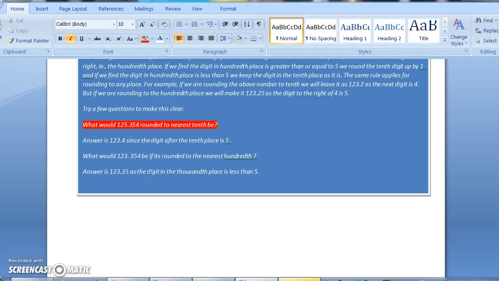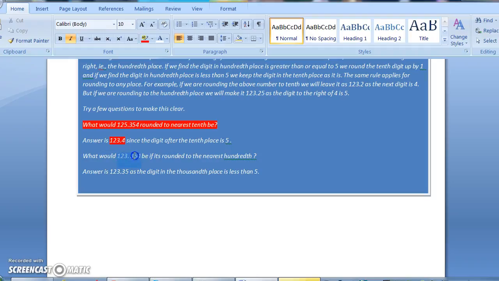So your answer is, since we are rounding it to the 10th, we are rounding it to the digit 3 there, and we look at the digit to its right, which is 5, and therefore it rounds off to 4, and hence the answer is 123.4. Great. Now take a look at this next question.